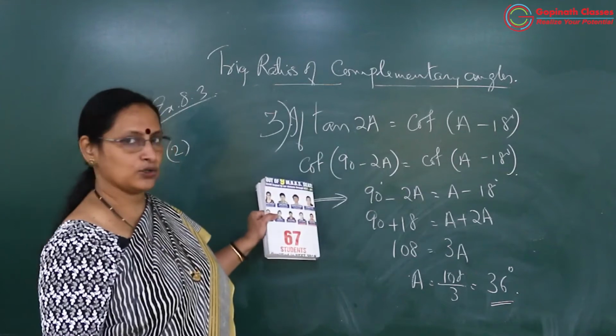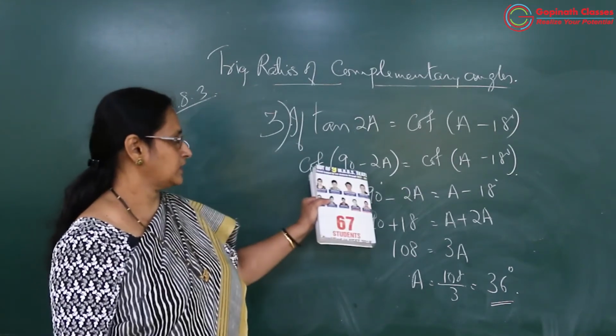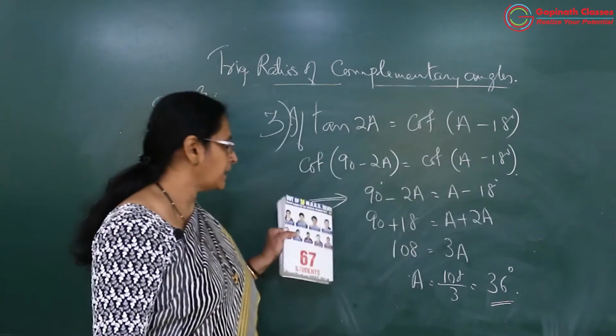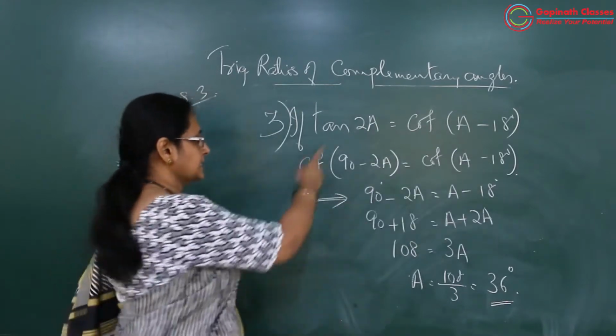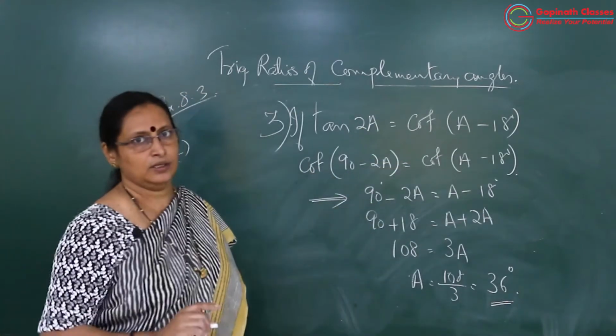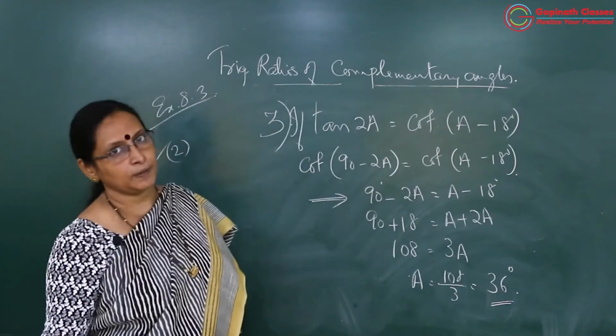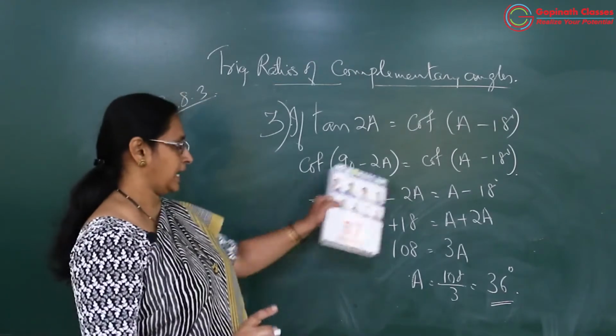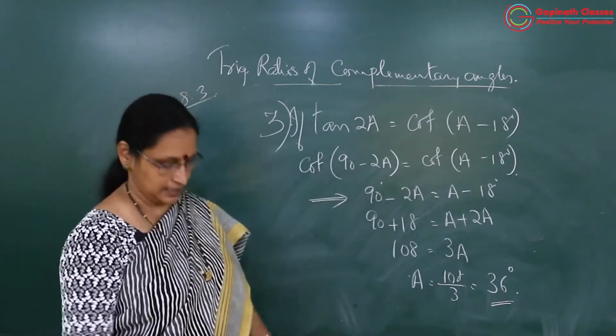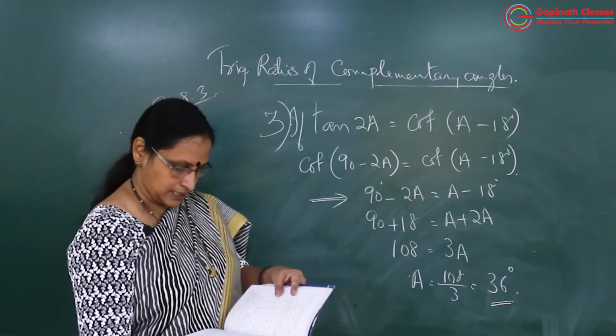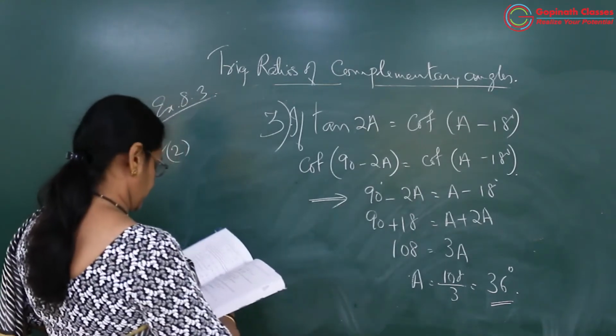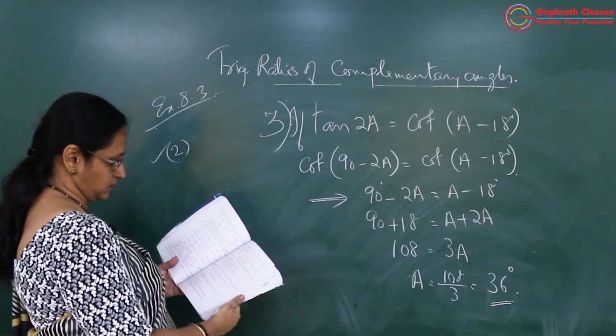Tan I have converted into cot. Cot x is equal to cot y implies x is equal to y. Don't cancel this cot and cot. There is no meaning for it. Cot A is equal to cot B implies A equal to B. So, the angles are equal. So, we are getting the angle. The same way you can do fifth question, fourth and fifth.